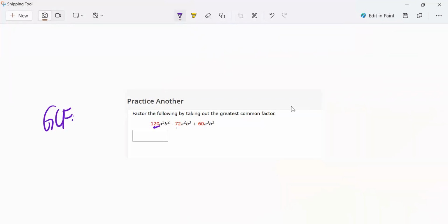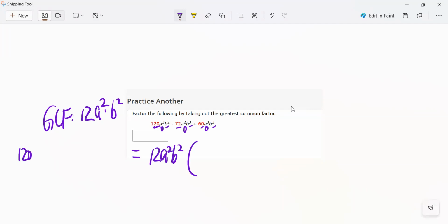for 120, 72, and 60. 12 goes into all three numbers, and 12 is the largest one that does. For a cubed, a squared, and a cubed, we take a squared, the lower exponent. For b squared, b cubed, and b cubed, we take b squared. So the GCF here will be 12a squared b squared.